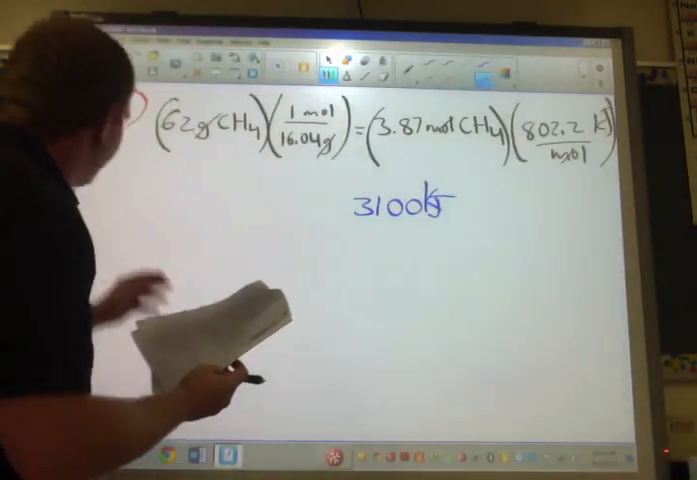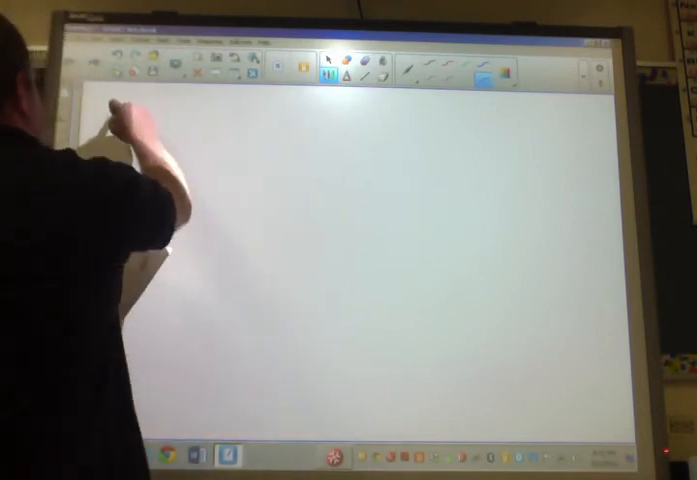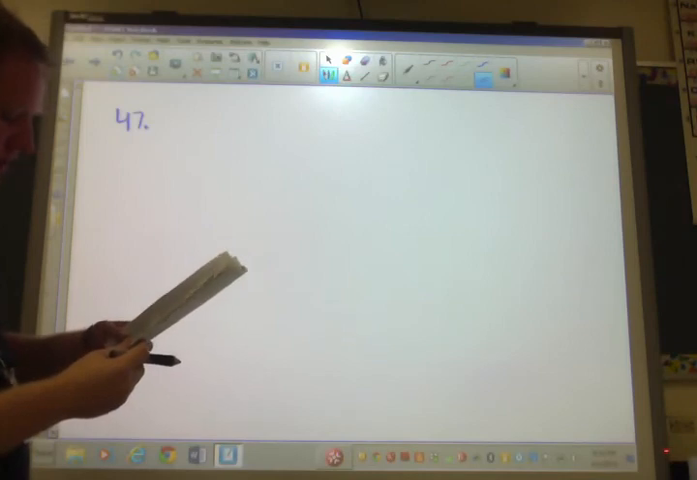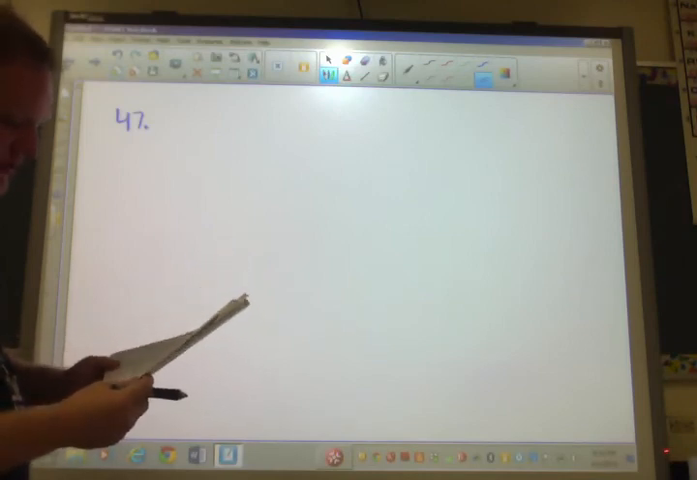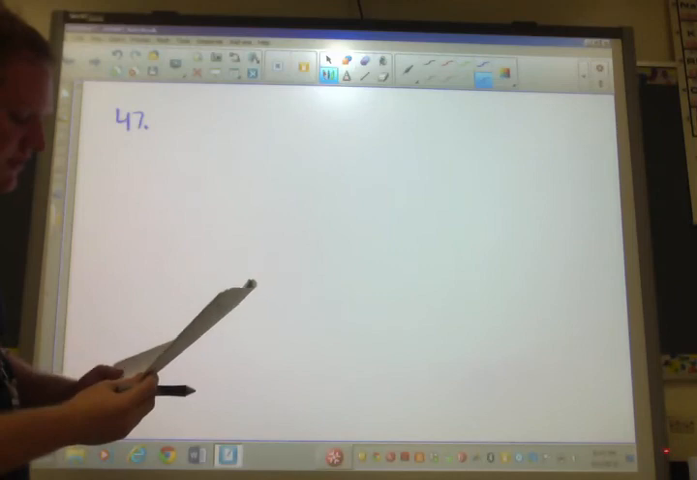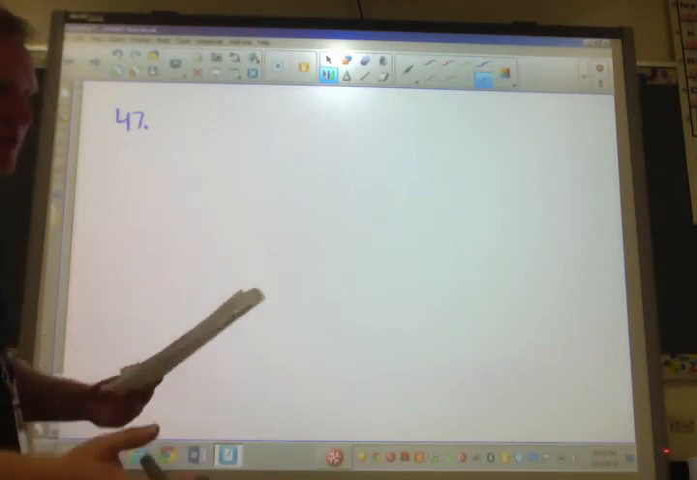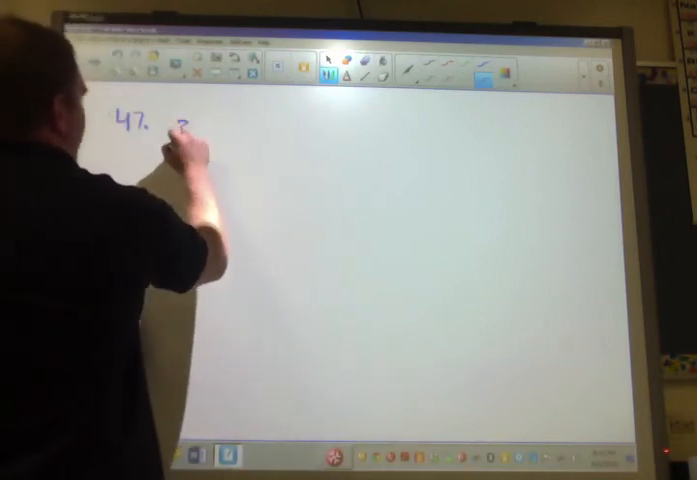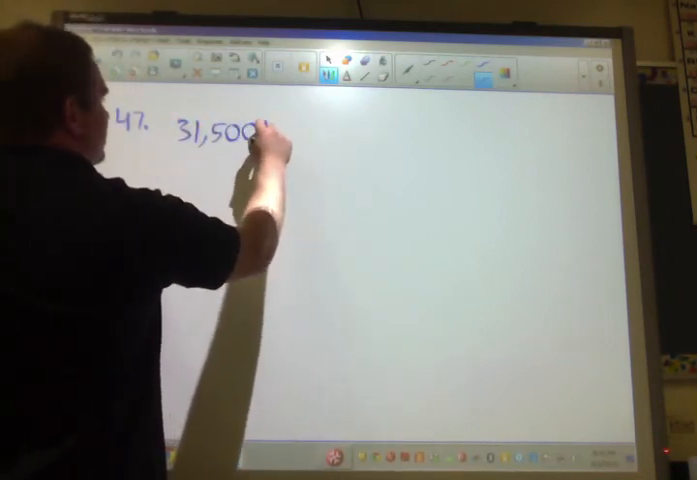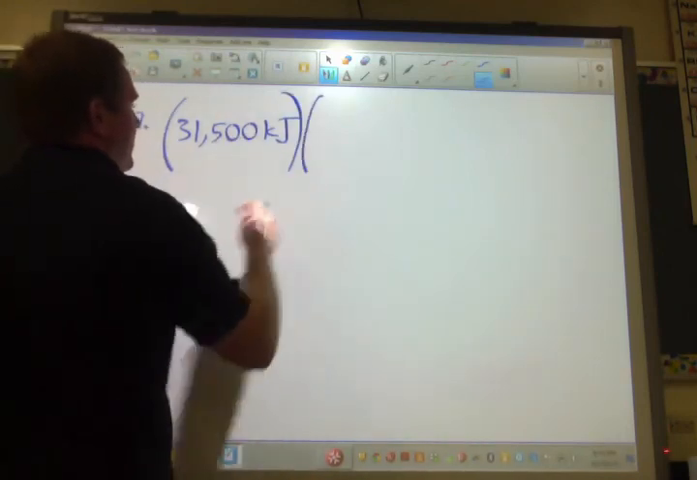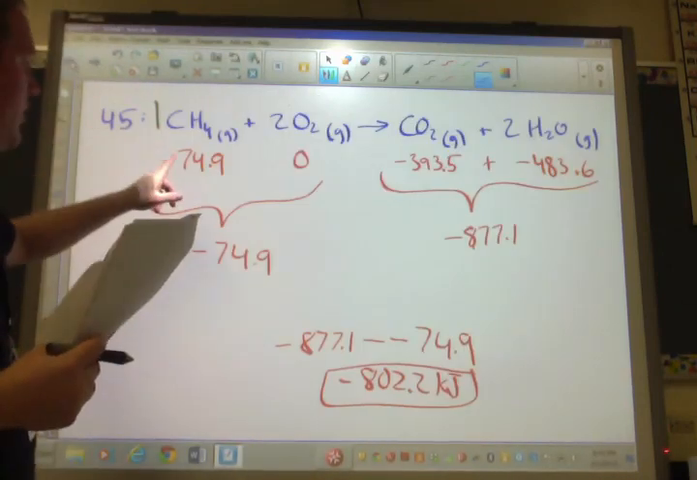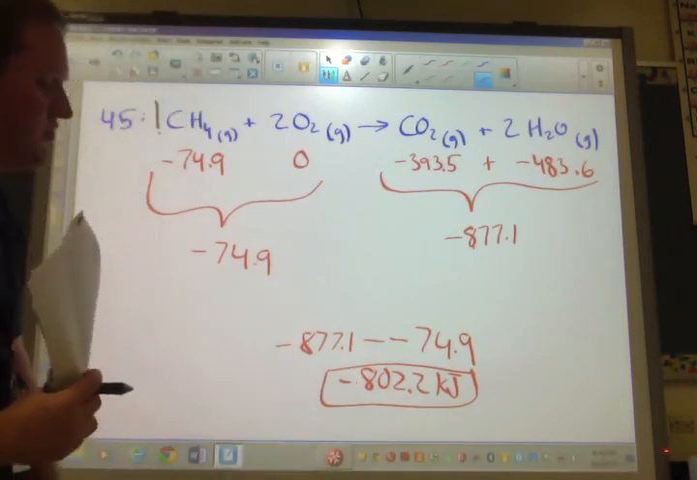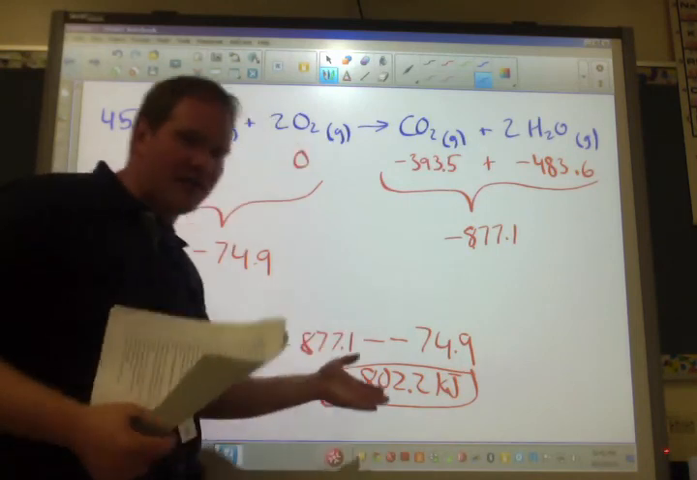Okay. Number 47, again feeding off this problem. In the example above, 31,500 kilojoules of energy are released. How many moles of CO2 must have been released into the atmosphere? So it's the same kind of problem, except now instead of giving you the moles or the grams, I'm giving you the energy. So we're going to say 31,500 kilojoules times, going back here, 1 mole over negative 802.2. But again, it's just this is the quantity released.